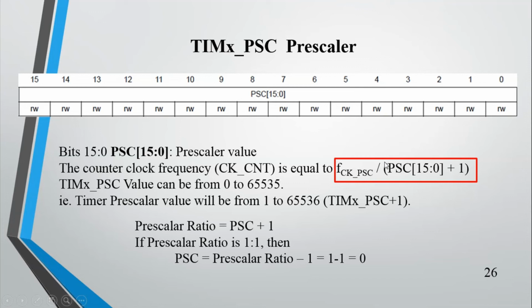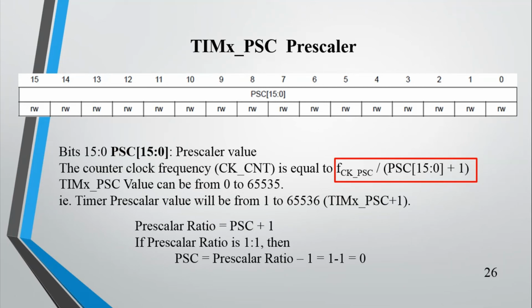That is 0 plus 1, that is 1. So the prescaler counter value can be from 0 to 65535, but the actual prescaler will be 1 added to the PSC. So if I am giving PSC as 0 here, your actual timer prescaler will be 1. Similarly, if I am giving PSC as 65535 here, that means all ones, all 16 bits 1, then your actual prescaler value will be 65536. That is this plus 1. Timer prescaler is whatever value you are writing here, plus 1.